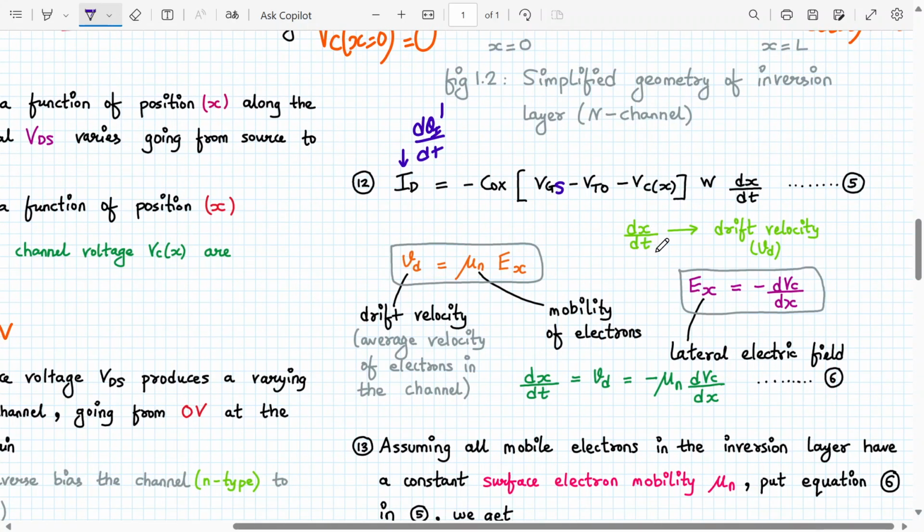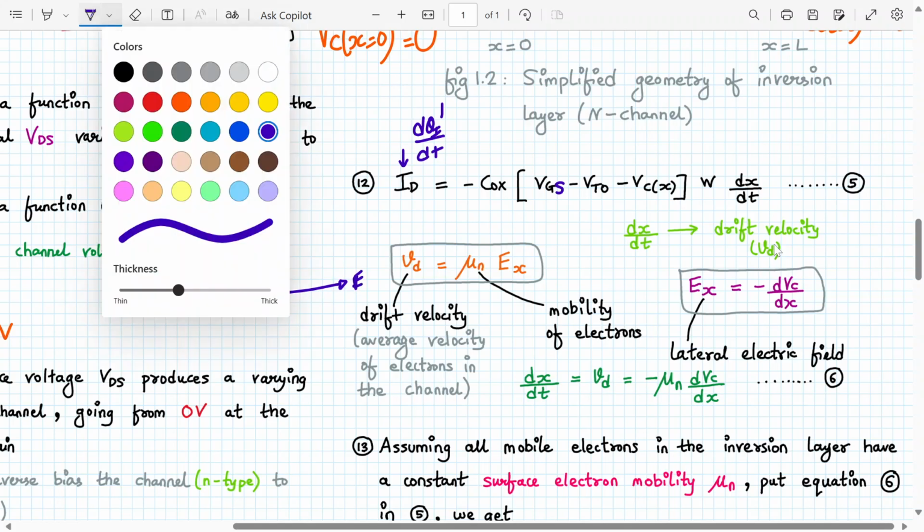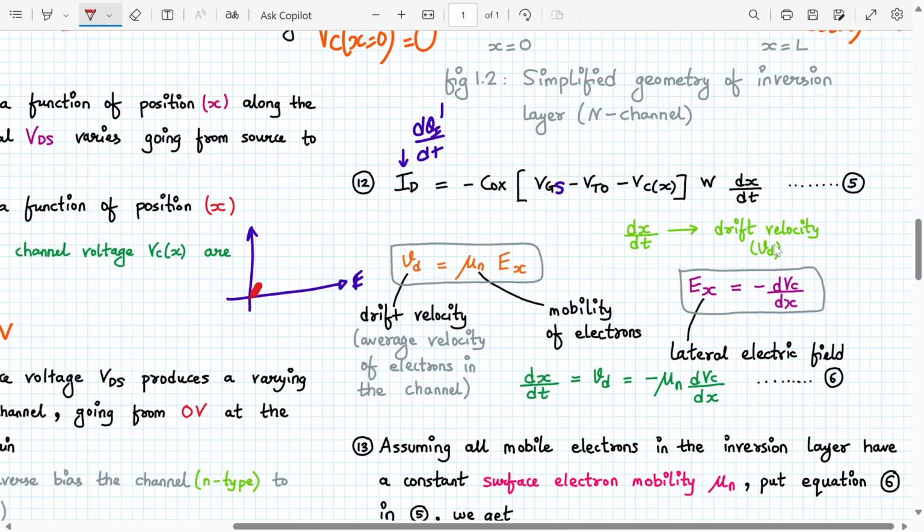So dx by dt is what? If we differentiate position, you will get a velocity, right? So this velocity is called the drift velocity of the carriers. Remember yesterday we drew a curve for the velocity versus electric field. We said that after reaching a particular value of electric field, the velocity remains constant. This is the drift velocity, this is the Emax, this is the maximum velocity which it can handle, 10 raised to 7, let's say.